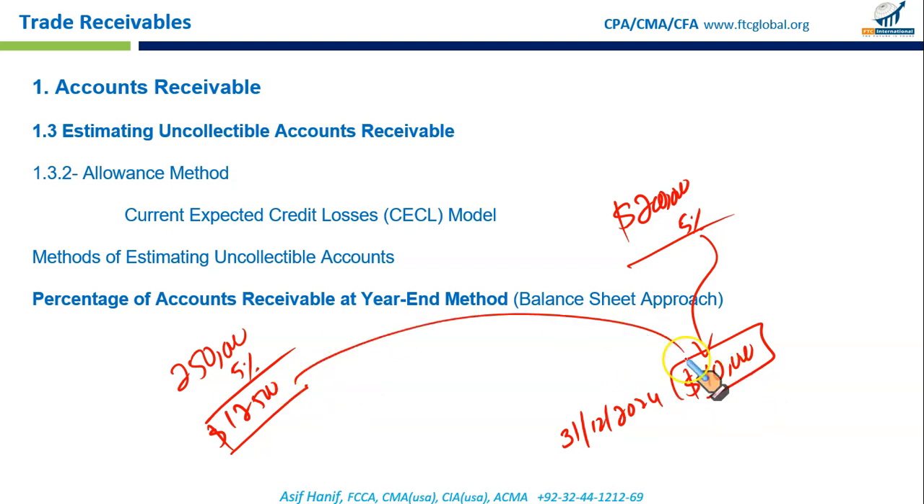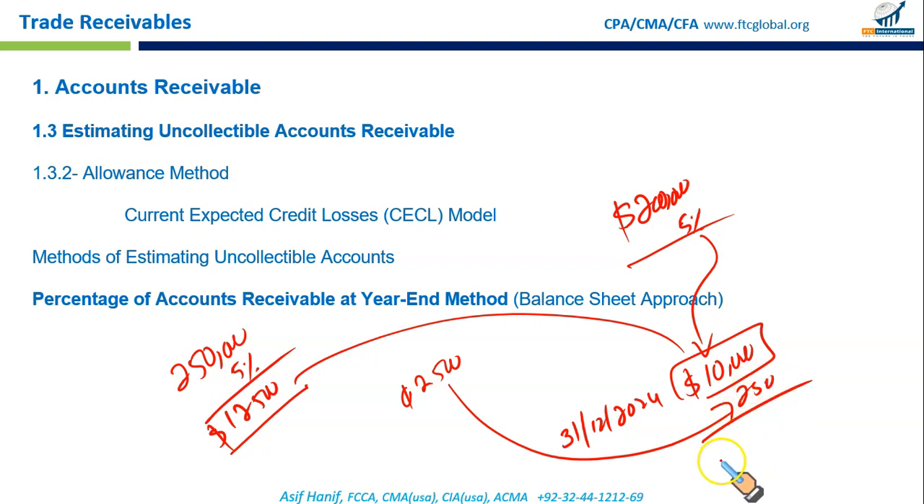So the difference, $2,500, is the amount we're going to charge to income statement. Debit income statement $2,500, credit allowance $2,500. So this $2,500 credit will add on to the existing balance and bring the balance to what we actually want the balance to be, $12,500.